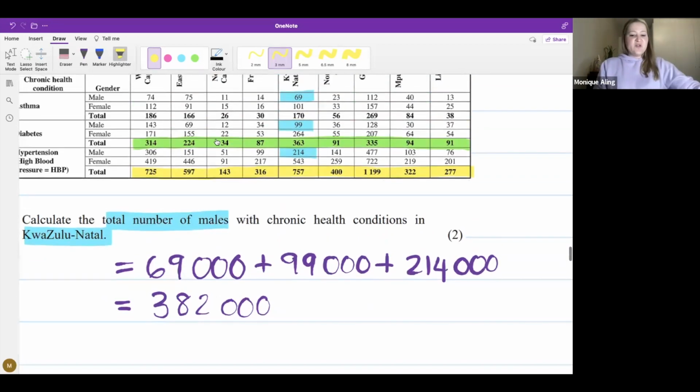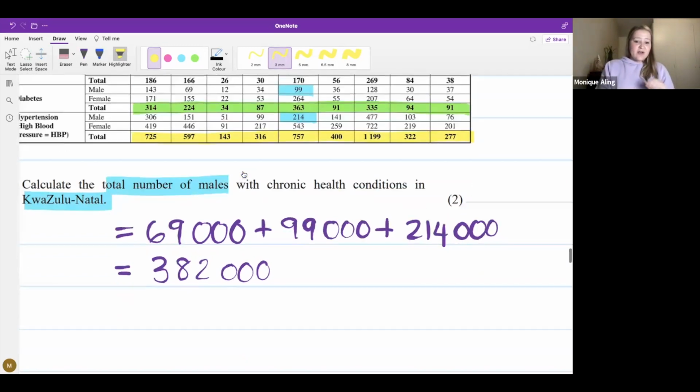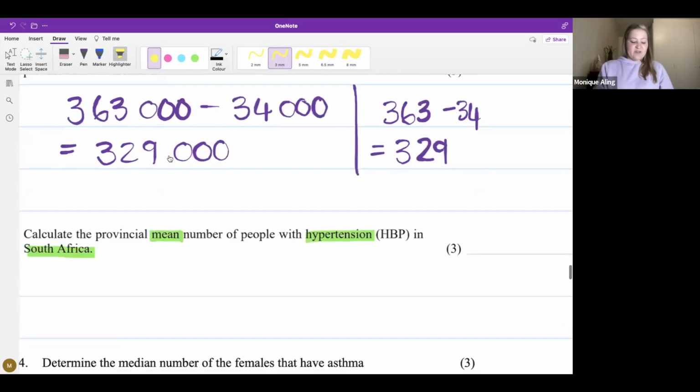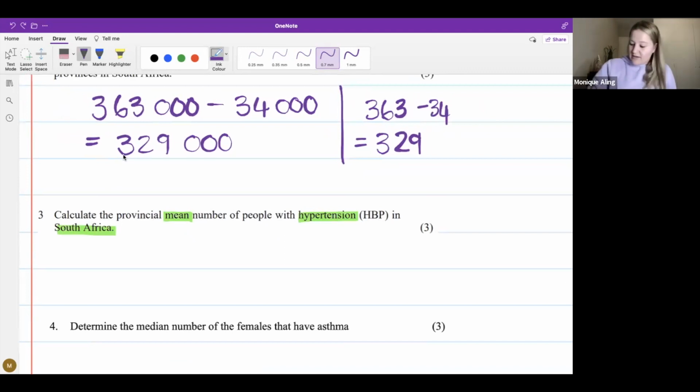So all we had to do was go and add all the numbers I've just highlighted in yellow. Once you've added all of that up, that is your 725 plus 597.